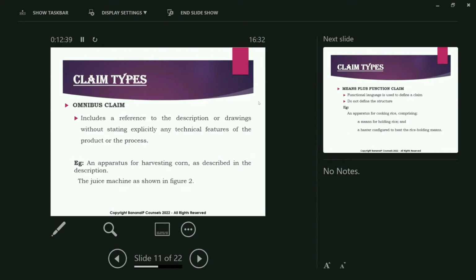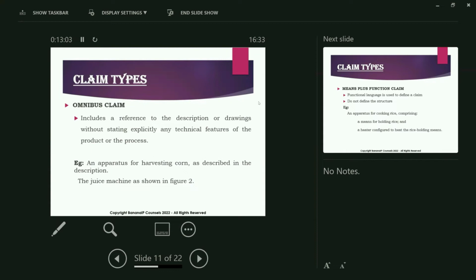The next type of claim is the omnibus claim. So this claim will not include any technical feature. This type of claim includes only a reference to the description or drawings. So this claim will not talk about any technical feature of the product or the process. It will just refer to the description or the drawings.